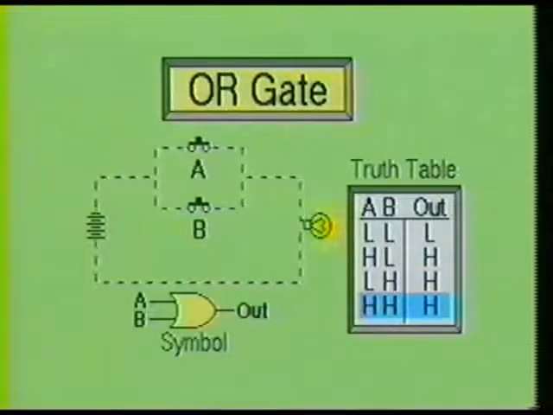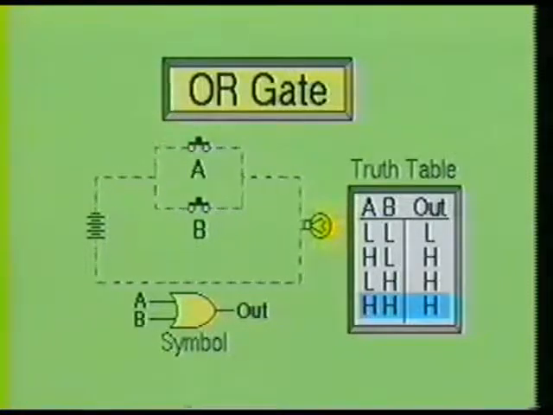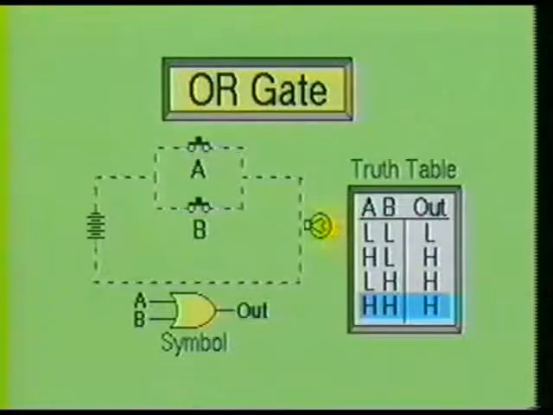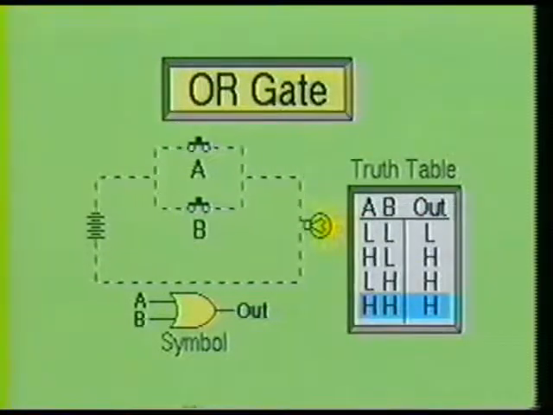Now suppose we push in switch A and switch B. Once again, the lamp will turn on and remain on. This is represented on the truth table as a high on A and a high on B, which produces a high at the output. Next, we will examine the inverter gate.